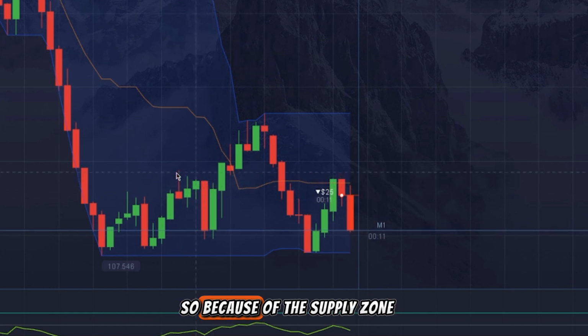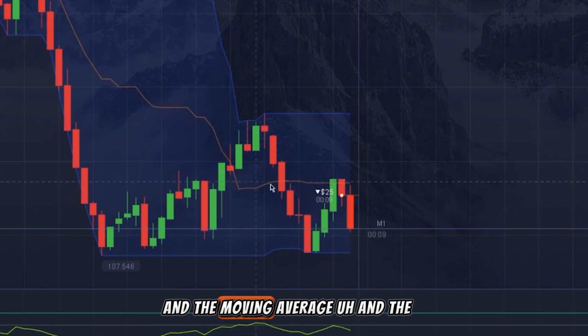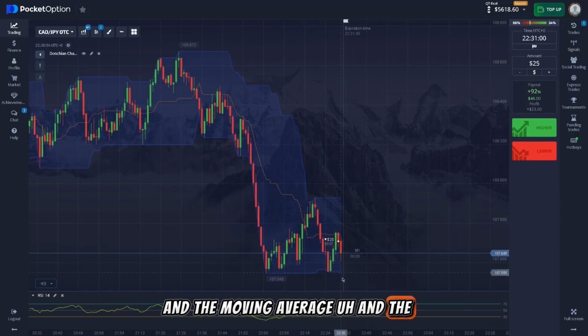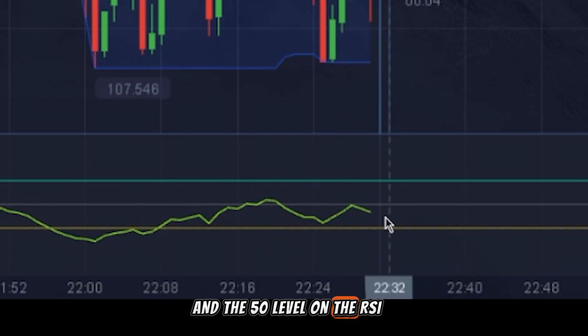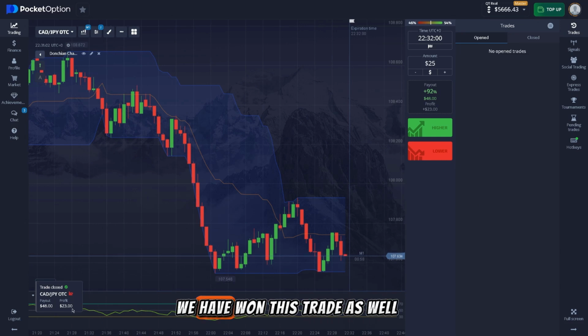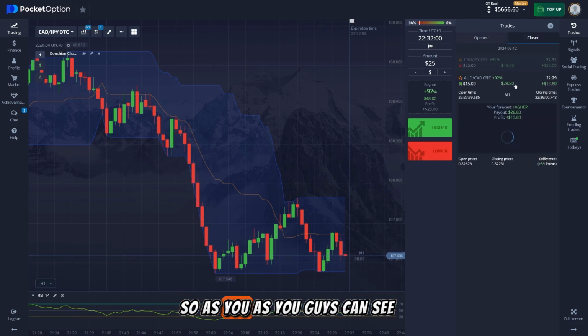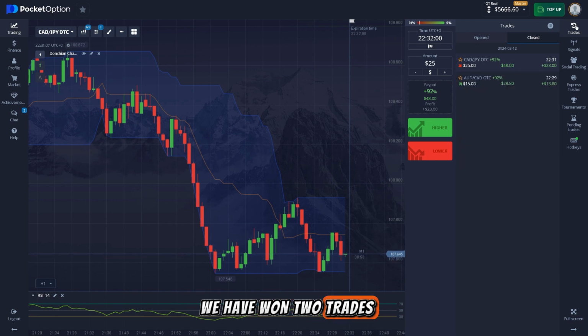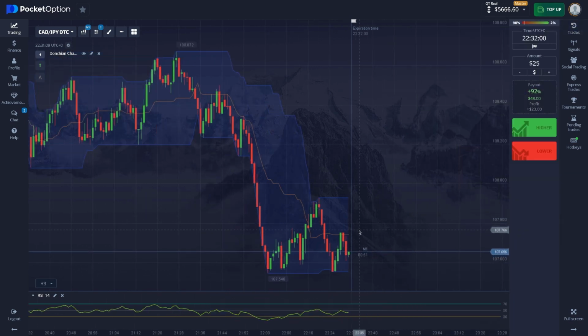So because of the supply zone and the moving average and the 50 level on the RSI, we just went with a down direction trade, and as you guys can see, we have won this trade as well. So as you guys can see, we have won 2 trades. So it's just quite simple.